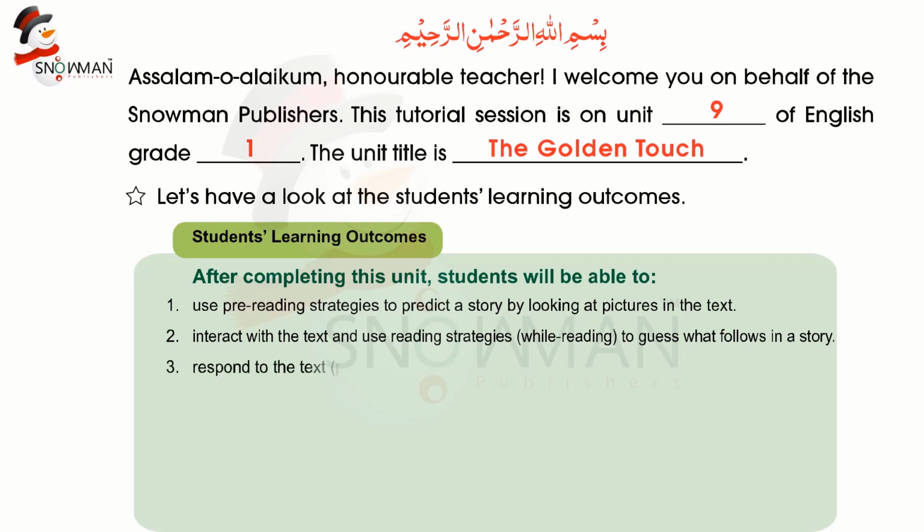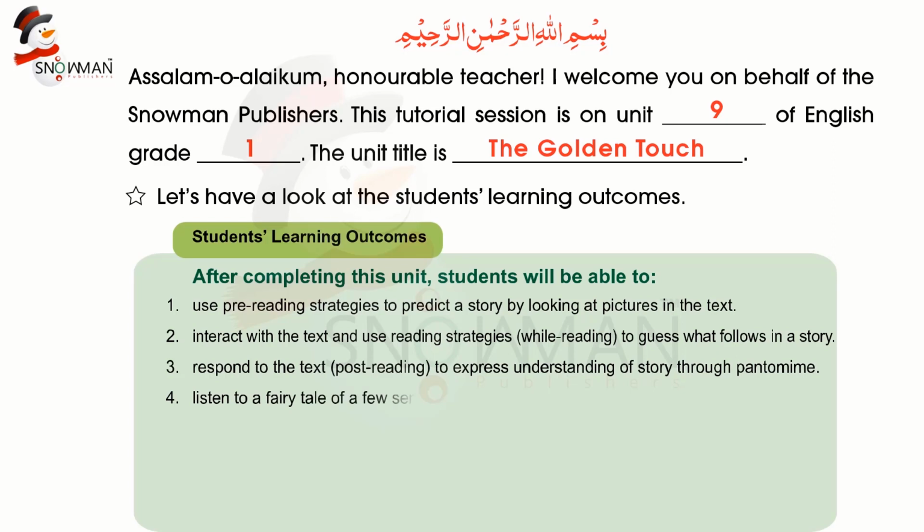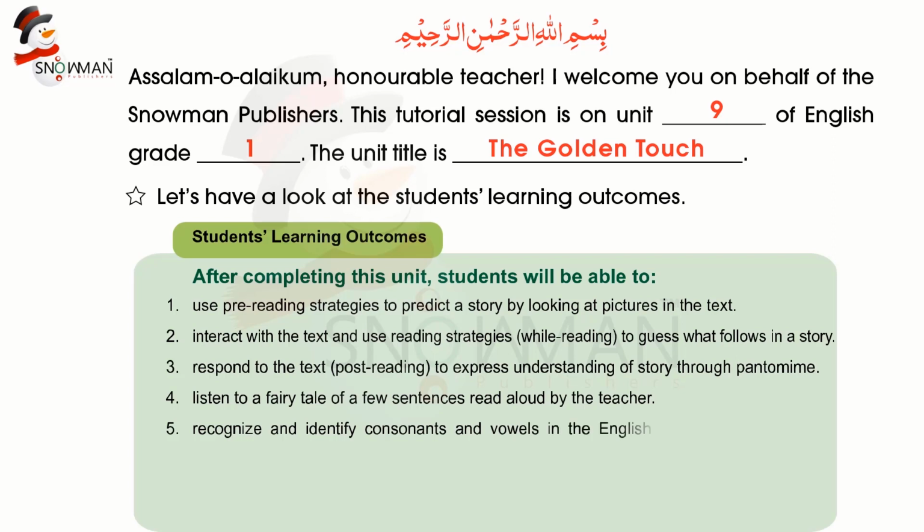Respond to the text post-reading to express understanding of story through pantomime. Listen to a fairy tale of a few sentences read aloud by the teacher. Recognize and identify consonants and vowels in the English alphabet using common consonant blends and digraphs.